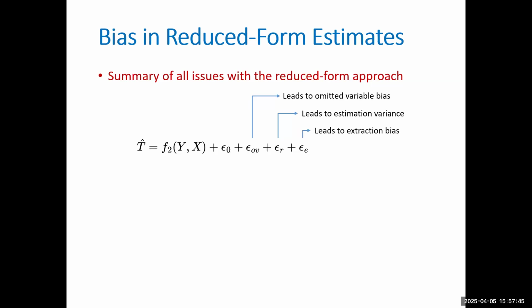Here, I just calculated the omitted variable bias part, that it leads to omitted variable bias. This is the extraction bias, and also in your extraction you induce some noise. It could be fully random, but it contributes to a higher variance of your estimate.